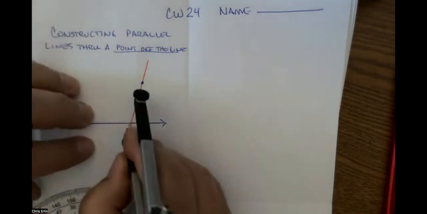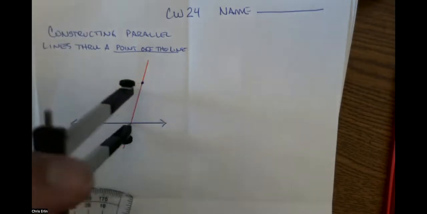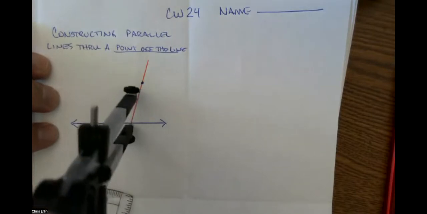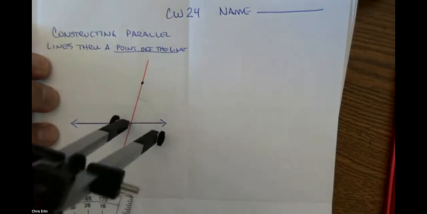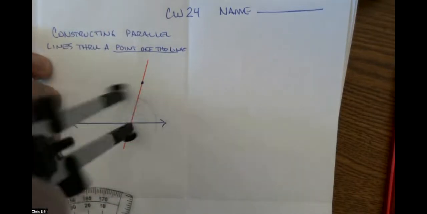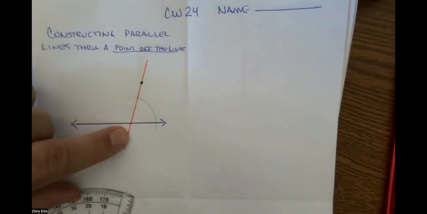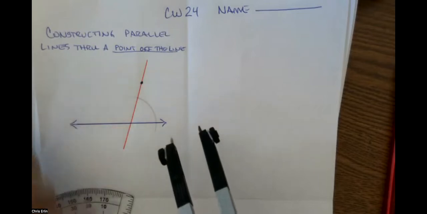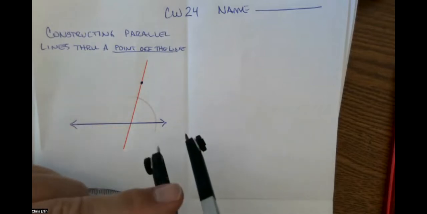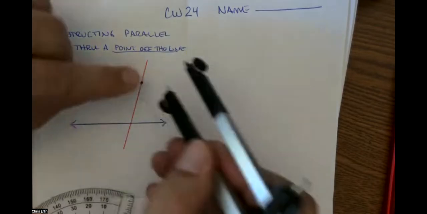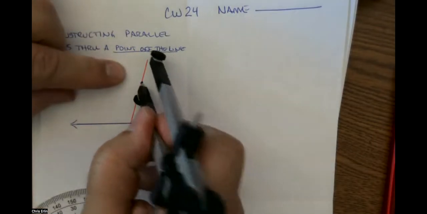I begin with a reference arc, meaning I'm going to choose whatever length I want on my compass and make an arc as long as it hits both my red transversal and my blue parallel line. And then I'm going to copy that same radial length, the same compass measurement, up to the point up here and make an arc.